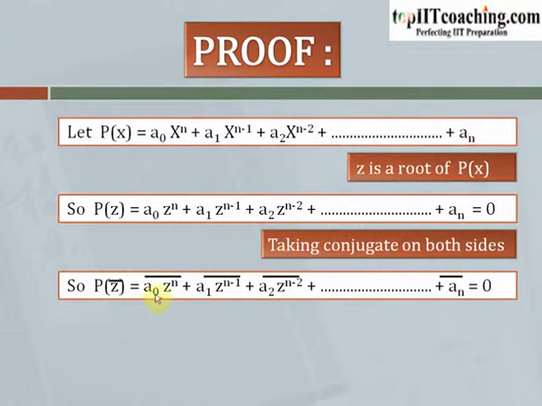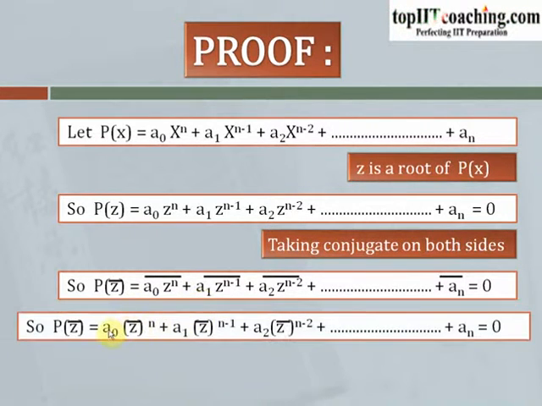Now using the properties of conjugate which we have just seen, we can write this equation as P of z conjugate equal to a0 into z conjugate to the power of n plus a1 into z conjugate to the power of n minus 1 plus a2 into z conjugate to the power of n minus 2 and so on up to an equal to 0. As an is a real number, therefore its conjugate would be an.